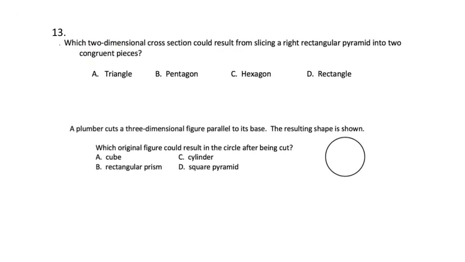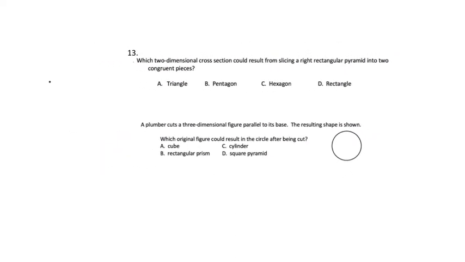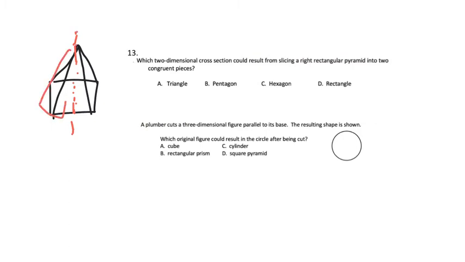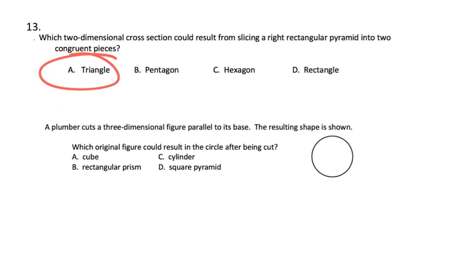Okay, number 13, which two-dimensional cross-section could result from slicing a right rectangular pyramid into two congruent pieces? Okay, well, if we have this right rectangular pyramid and we were to slice it horizontally, you would see it would not form two congruent pieces. But if we sliced it up and down vertically, hopefully you see that it forms this type of triangle. And lastly, a plane cuts through a three-dimensional figure parallel to the base. Well, the only thing I could see that gives a circle would be a cylinder.